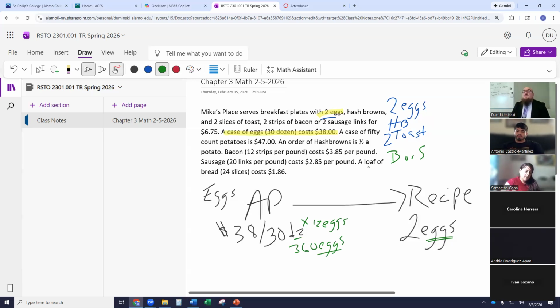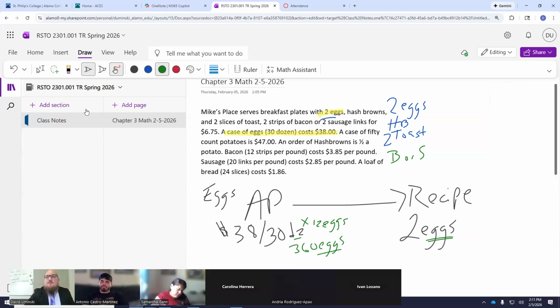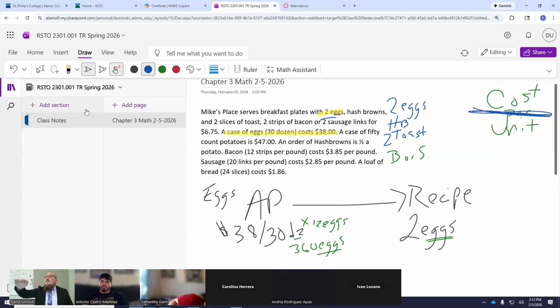The second step is we have to get down to the cost of 1 egg or 1 unit, okay? We have this cost per unit. What does that word per represent? What mathematical function? Division. Good. So just draw a line right through that word per. This helps students visualize what's going to be put into the calculator, right? $38 per 360 eggs.